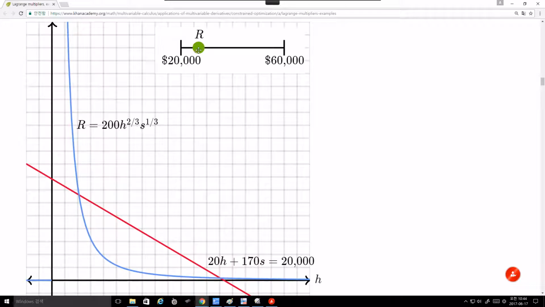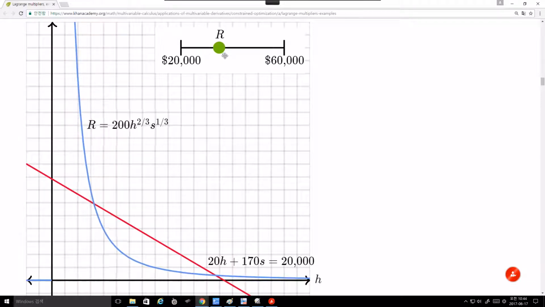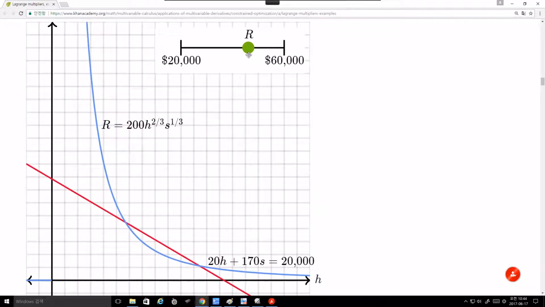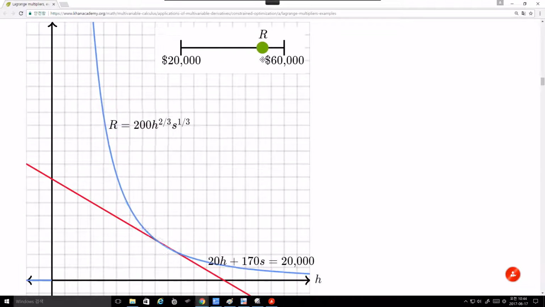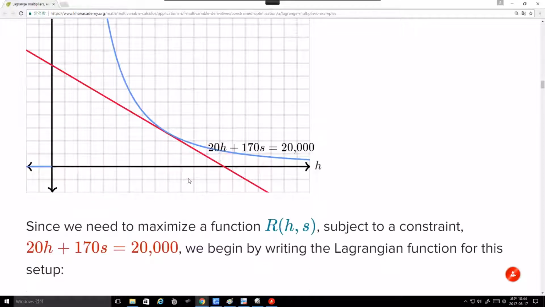So this blue line is the iso-revenue curve, a contour map of labor, where higher values are in this direction. As we move along, in the budget constraint, the maximum would happen somewhere here. So the answer would be somewhere at this point, right? As you know, at this point they are tangent to each other. So the maximum value would be somewhere over here.